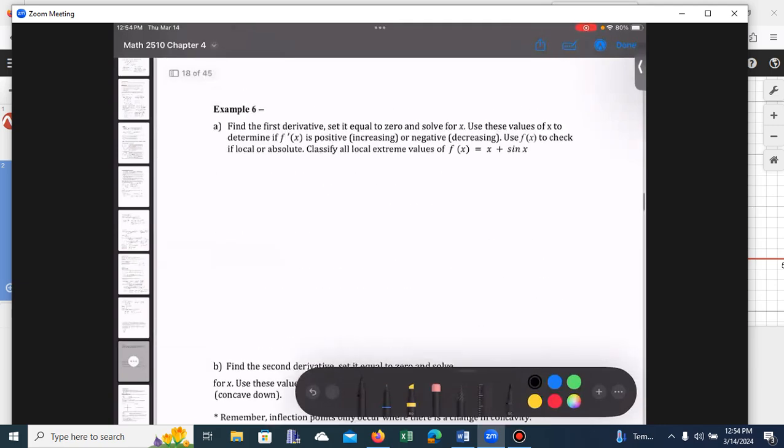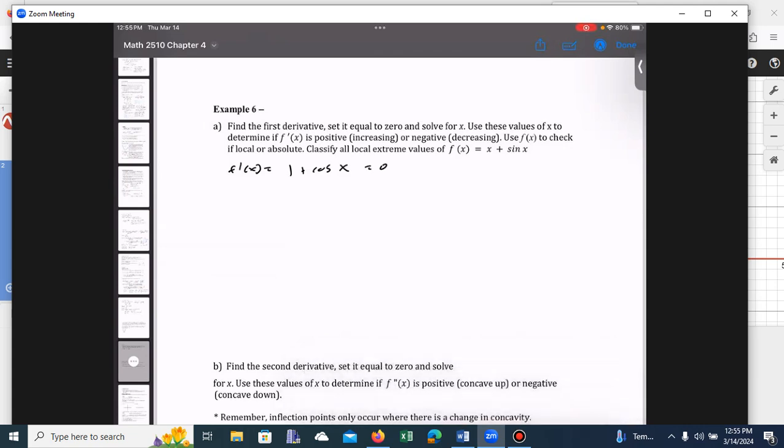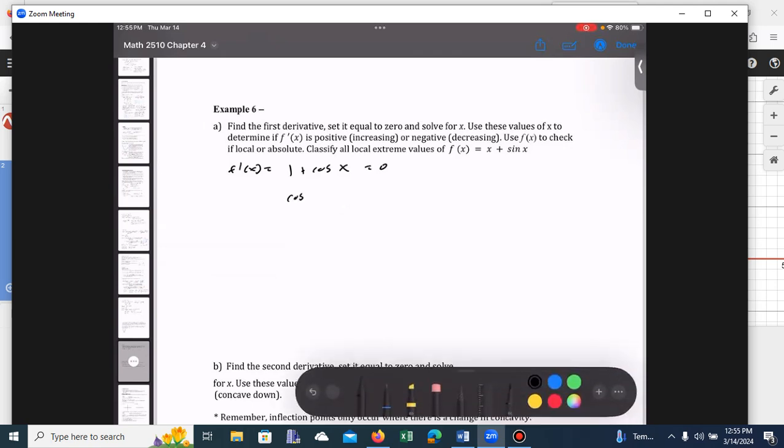Okay, so we'll do the first derivative test here, set it equal to 0 and solve for x. We're going to do this for x plus sine of x. So the first derivative will be 1 plus cosine x. And we set that equal to 0. So we'll have cosine x equals -1. And that happens when x equals pi, or 3 pi, or 5 pi, and so on. Okay?